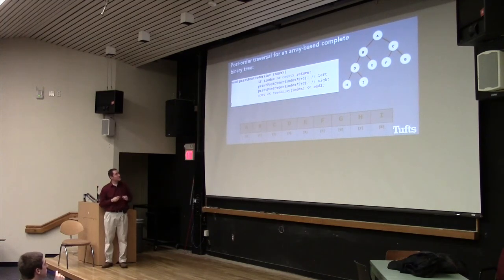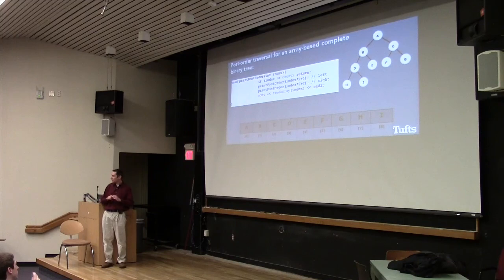So let's see what this one says. It says if index is greater than or equal to count, that's how many we have in the tree, then return. We cannot find that element. It does not exist in the tree. Otherwise, recursive call: print post order index times 2 plus 1. Index times 2 plus 1 is the left child, right? Then you do print post order index times 2 plus 2, which gives you the right child. Okay? And then you actually print the node.